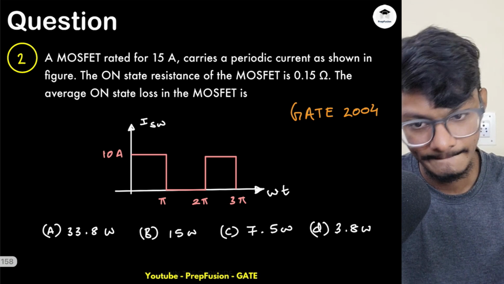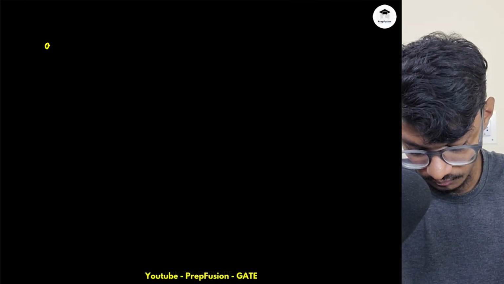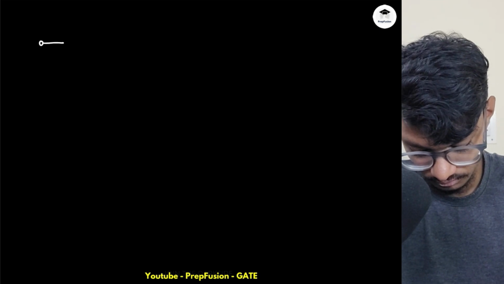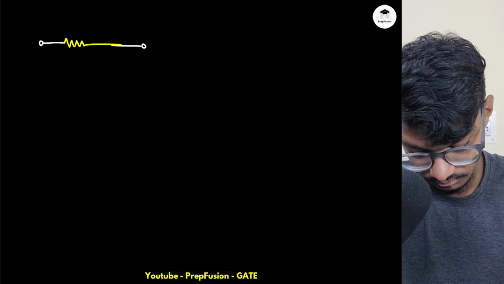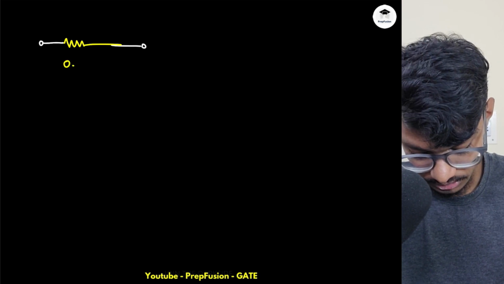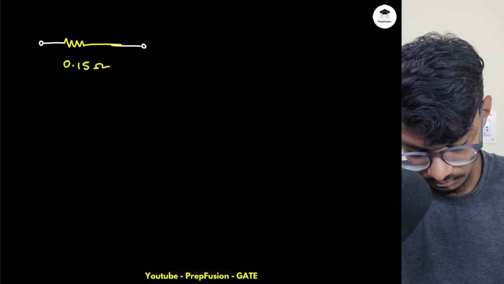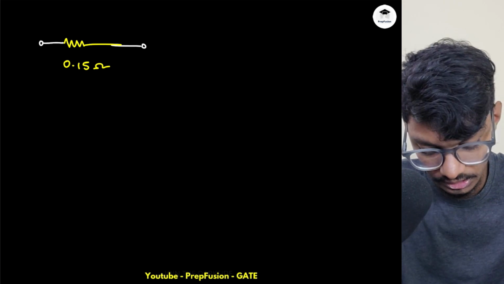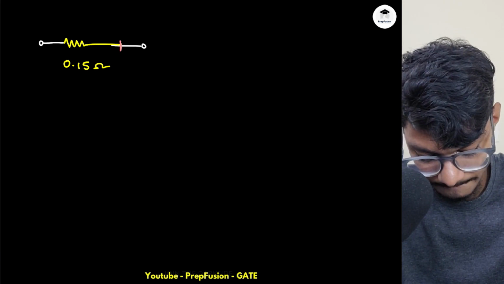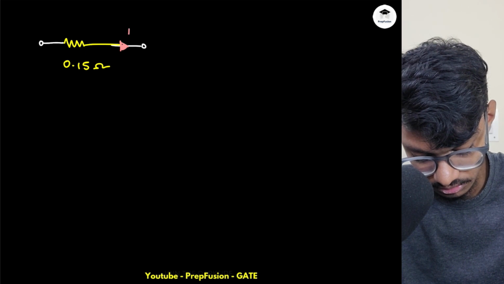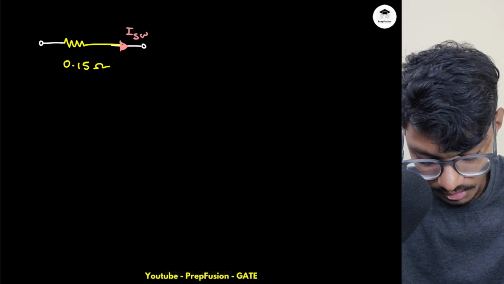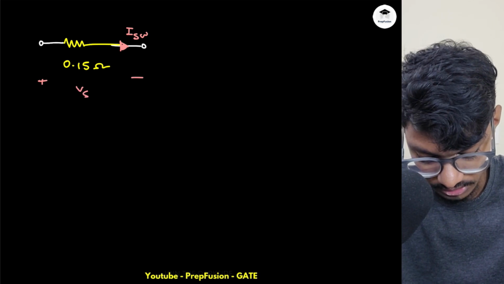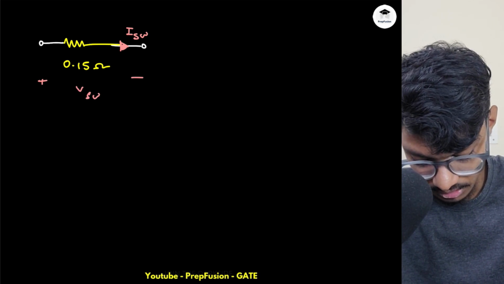So basically, when my switch is on, it is 0.15 ohms. This is I switch, and this is the voltage across the switch. So what will be the answer? Basically, what is the power loss?